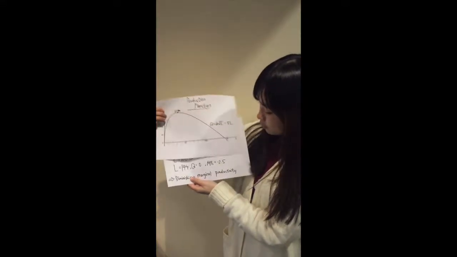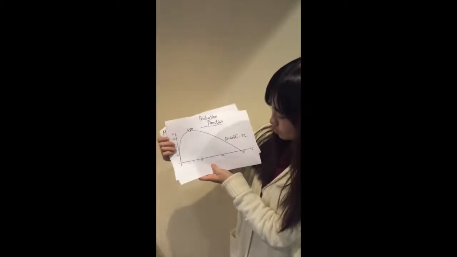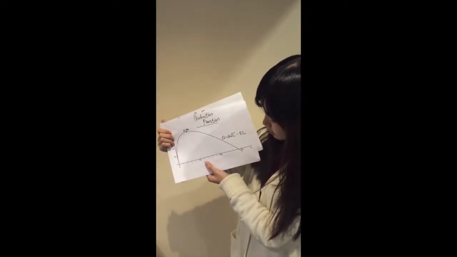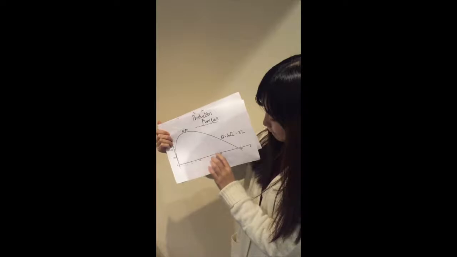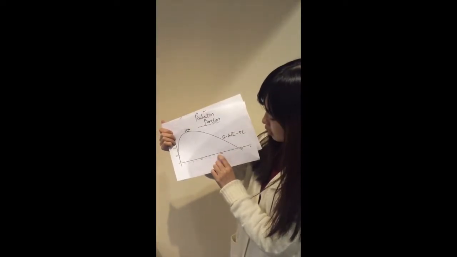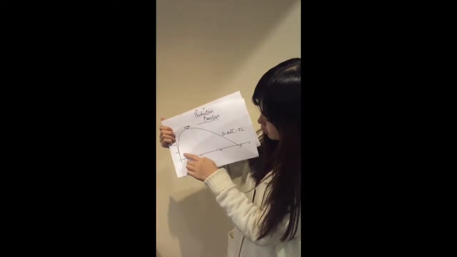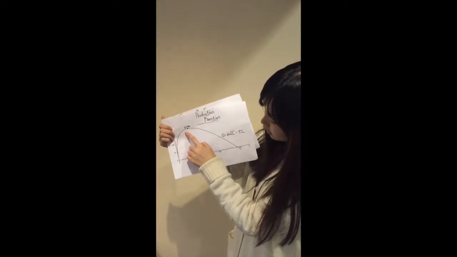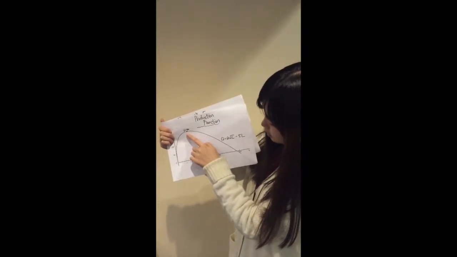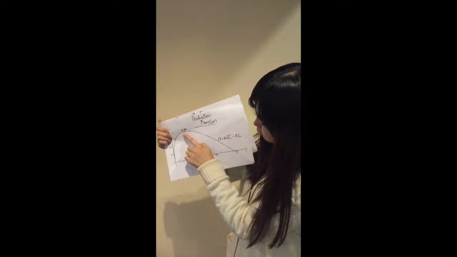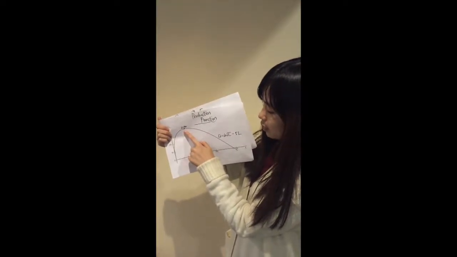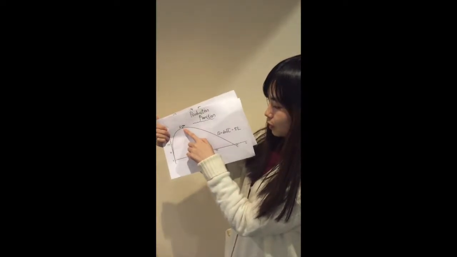Therefore, we can say that there is a diminishing marginal productivity because the quantity of the output increases at the beginning, starting from here, but starts to fall at the point when L is equal to 40.